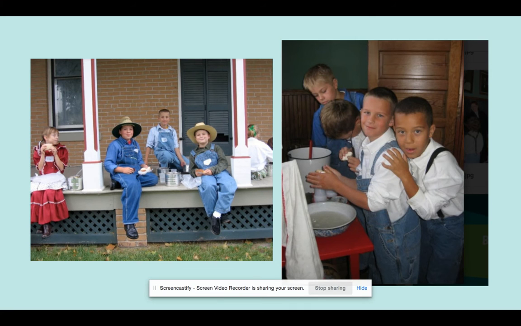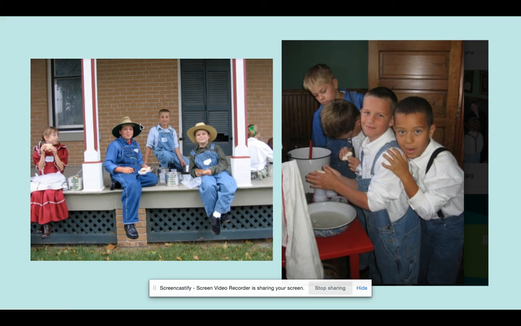Next, let's look at these images. I want you to think of those same questions I have been asking you. Who is in the picture? What do you notice about the picture? What are they doing in the picture? Where is the picture taken? And why is the picture taken?